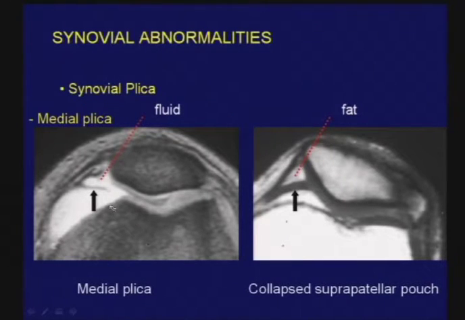You can be certain there is a plica if you have fluid in the joint and there is fluid on either side of this horizontal line. But if you have something like this with a broad band of low signal running to the patellar cartilage and you have fat rather than fluid in front of it, you must be very careful calling this a plica. This is not a plica. This is the collapsed suprapatellar pouch of the knee joint. If there were a plica, it would be in the middle of that broad band and you can't see it because there's no fluid within the joint.